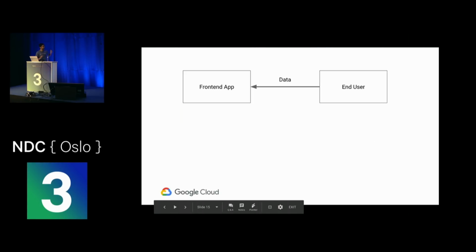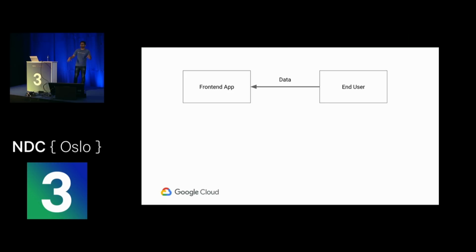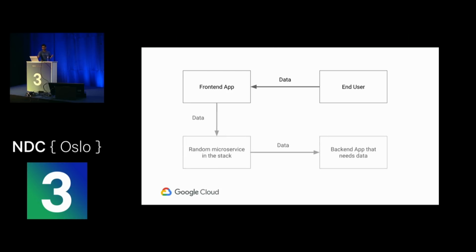OK, so let's look at another scenario that's a little bit more interesting. When you're running a microservices stack, you have a bunch of different microservices. And some of them don't need all the data that our user sends us. So an end user might send some data to a front-end application. That data might flow through a bunch of microservices in our stack. And then it finally goes to a backend app that actually needs that data to do some sort of work.